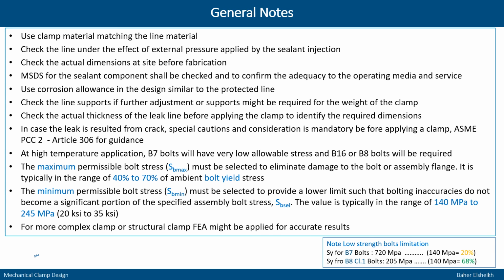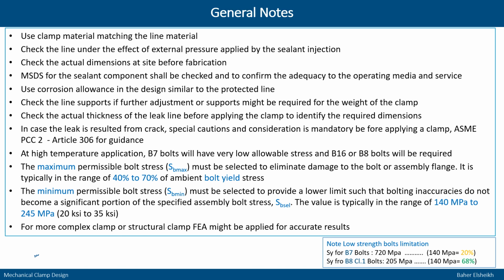It is recommended also to use a corrosion allowance similar to that applied for the main line, and to check the line supports at site, whether some adjustment might be required for spring hangers or spring supports, or additional supports might be required to take the load from the weight of the clamp. Check the axial thickness of the leaking line before the application, and in case the leak resulted from a crack, it is a very critical exercise. Some special cautions shall be considered, and as guidance you might refer to ASME PCC-2 Article 306. There is some guidance for the clamping required in case there is a crack.